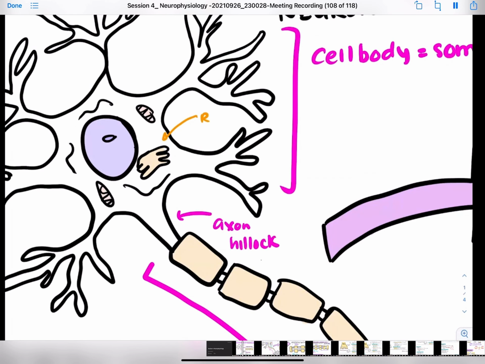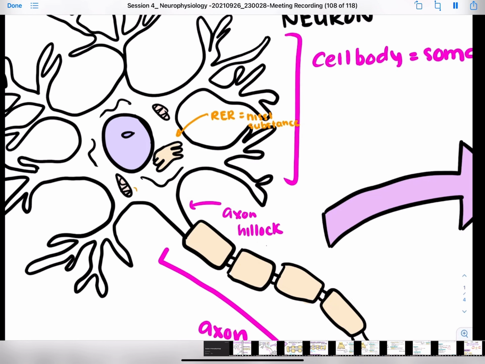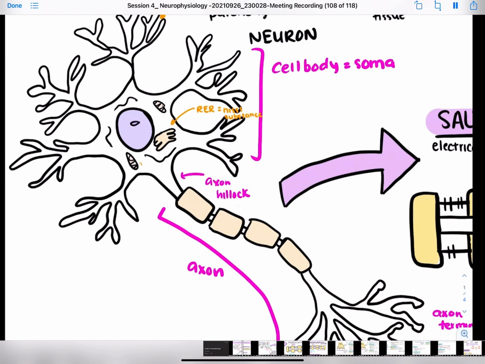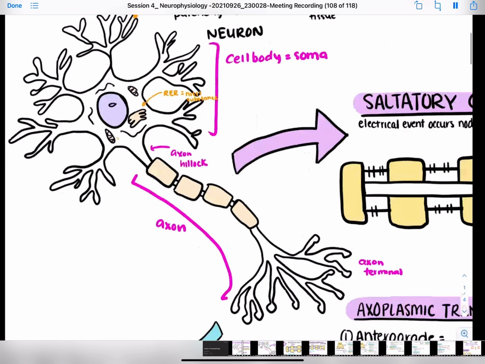Random thing about the rough endoplasmic reticulum and neurons, they're going to contain something known as Nissl substance. And Nissl substance is super important for protein development within neurons. It's something exclusively found in the rough endoplasmic reticulum of neurons. So that's just a random trivia thing, which sometimes boards has. So there's your little random trivia for the cell body.